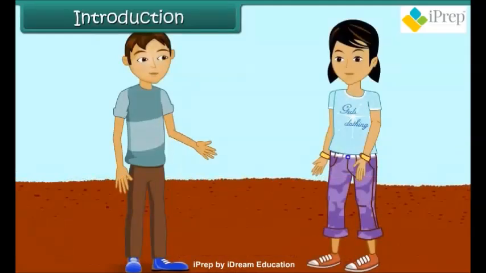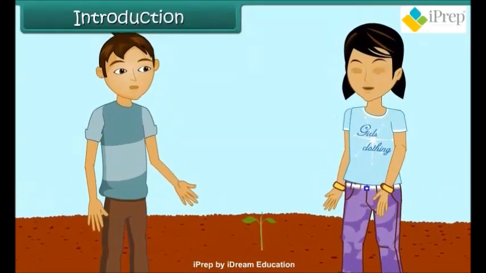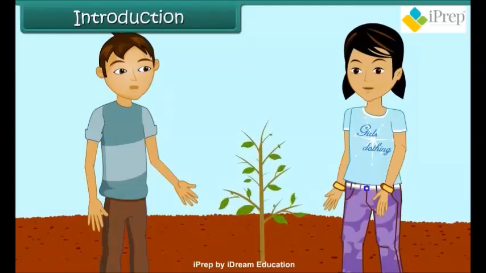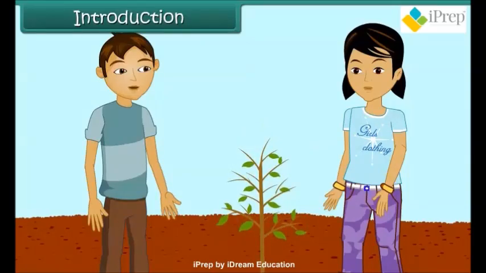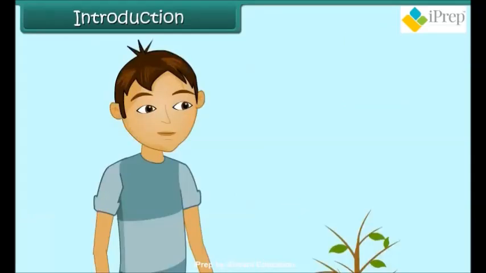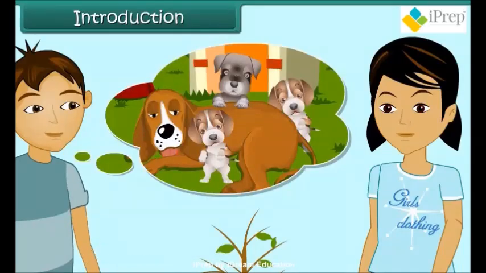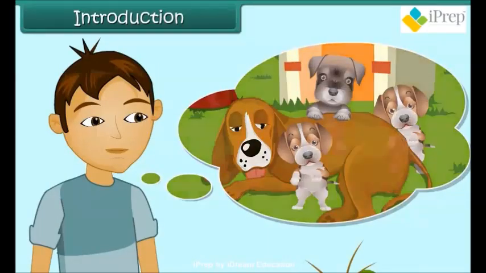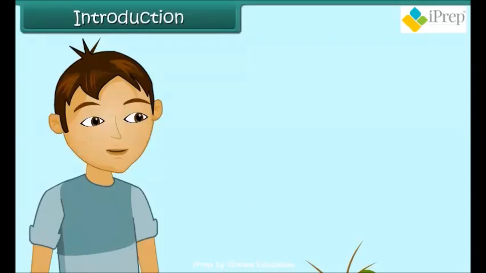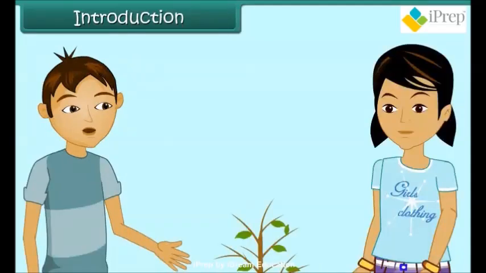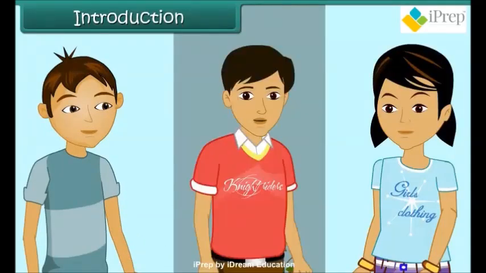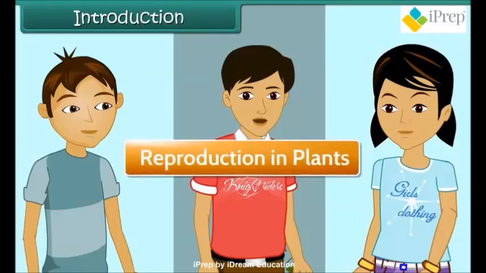But why are you sowing these seeds? It's simple, Aman. When seeds germinate in the soil, a new plant will grow up. That's interesting. Do all plants grow due to seeds? No, Aman. There are various methods by which plants reproduce. You mean to say that, like the animals, plants also reproduce? Yes, Aman. This has created an interest in me to learn about the reproduction in plants. Come children, let us learn about reproduction in plants.